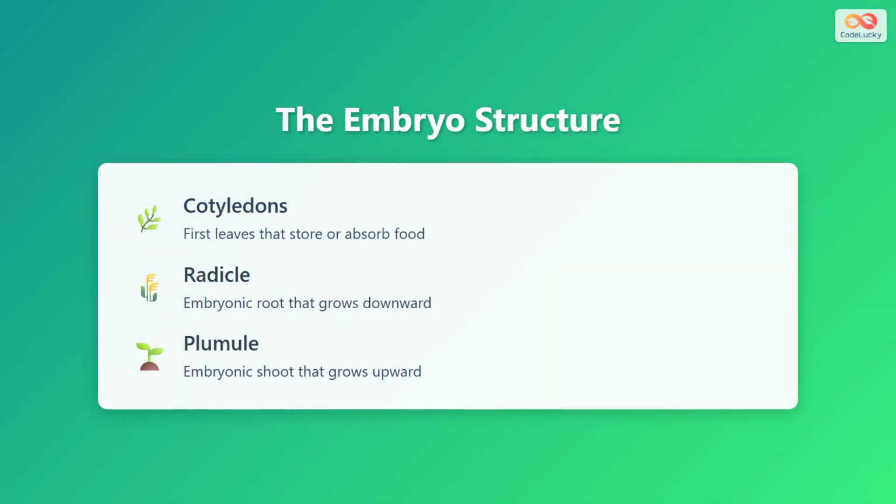The embryo itself has three key parts. Cotyledons are the first leaves of the plant, and they either store food or absorb it from surrounding tissue. The radicle is the embryonic root that will push downward into the soil, anchoring the plant and absorbing water and minerals. The plumule is the embryonic shoot that grows upward towards sunlight, eventually developing into the stem and true leaves. Together, these parts give the embryo everything it needs to establish itself as a seedling.